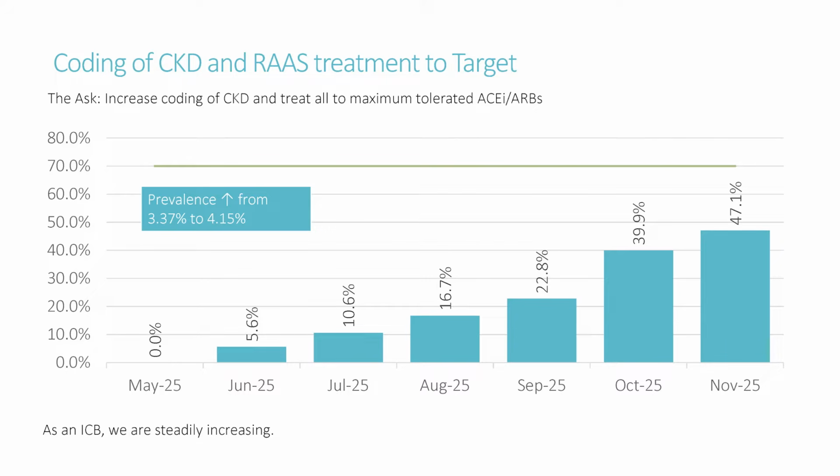Most importantly, as a result of all the coding, we've increased our prevalence from around 3.3% up to 4%, which is a fantastic result because Leeds was lagging behind the West Yorkshire and the national average. So as an ICB, we've made some fantastic progress.